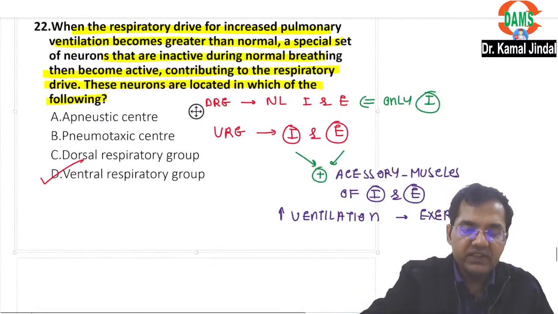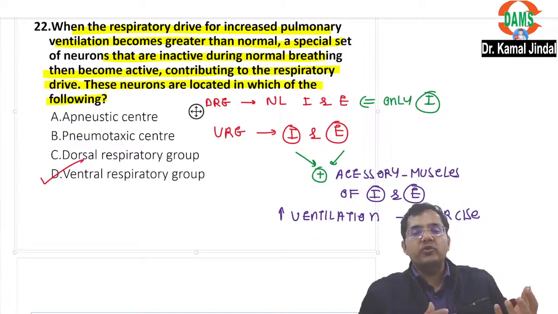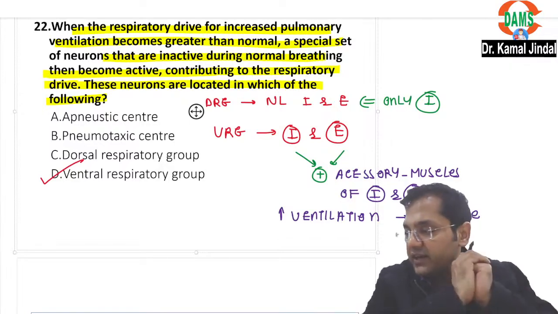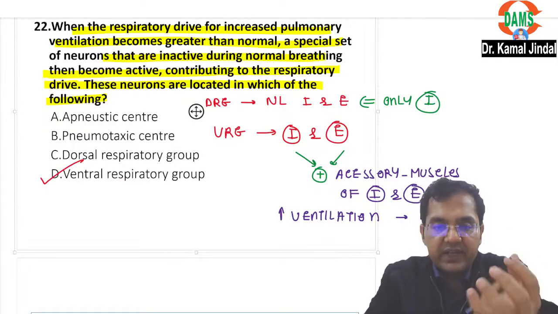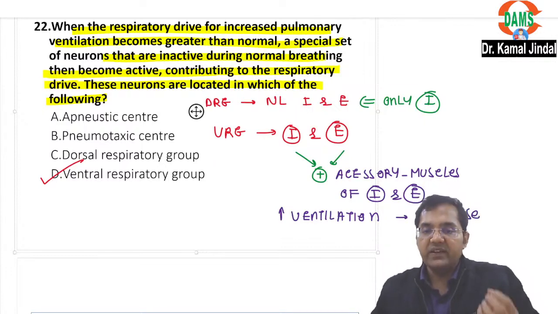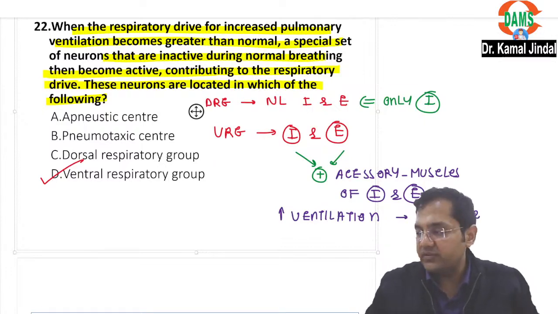Which are the accessory muscles of inspiration? Sternocleidomastoid, scalenus, serratus anterior, and a little role of pectoralis minor and major. Accessory muscles of expiration: the entire abdominal group, external oblique, transverse abdominis, internal oblique, rectus abdominis, and internal intercostals, right?